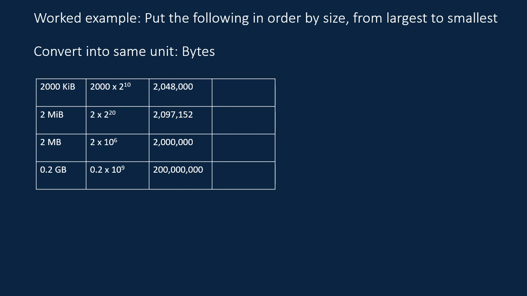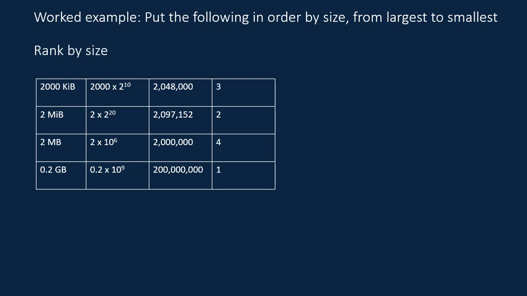So when you put those in order, then clearly 0.2 gigabytes is the largest, then we've got 2 mebibytes, then we've got 2 megabytes, and then we've got 2000 kibibytes.